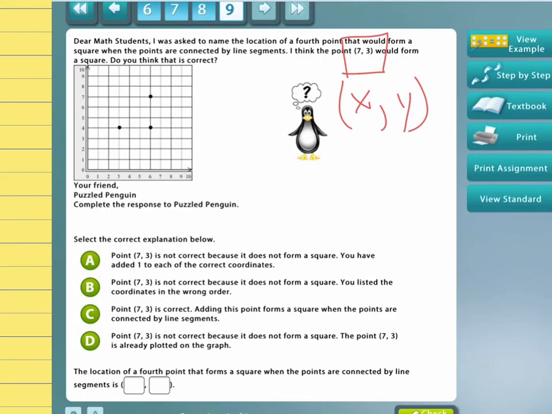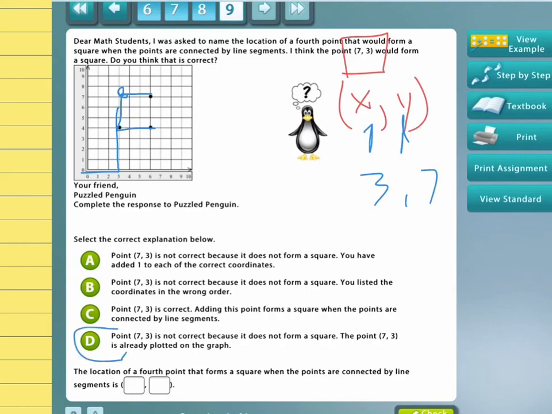All right, Puzzled Penguin, last problem. He thinks in order to complete this shape here, he's going to put a point at 7, 3, but he mixed up the x and y coordinates. If you look here, you need a point right here, so he needs to actually go 3 over and 7 up. So he went 7, 3, but it should be 3, 7.